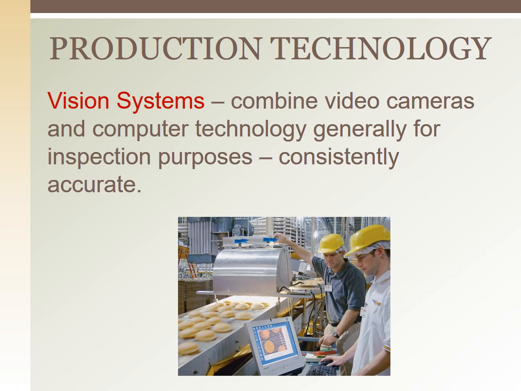Vision systems combine video cameras and computer technology generally for inspection purposes, and they are consistently accurate. The cameras will actually look to see if a feature is in a certain place or not, or if something's missing. And if it shows something's missing, it will flag and stop the operation.